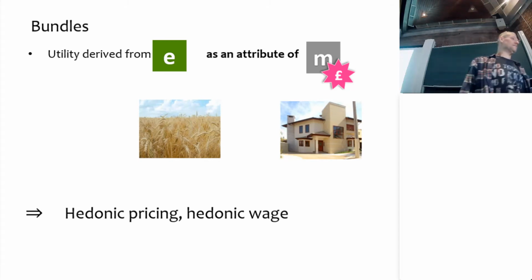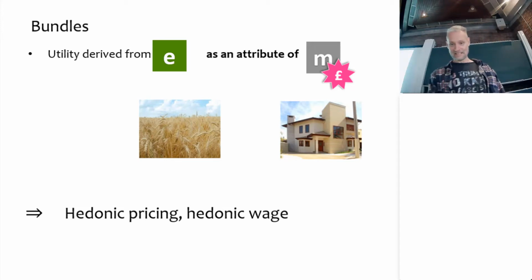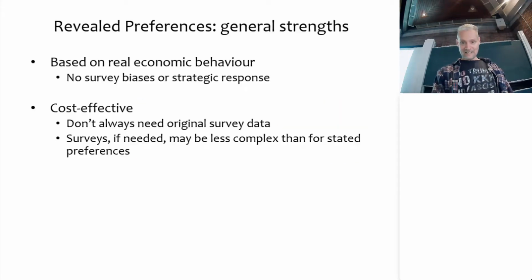This group of methods is known as hedonic pricing. It is a very counterintuitive and peculiar way of calling things, but it's the way it is. The good thing about revealed preference methods is that we're looking at what people do.